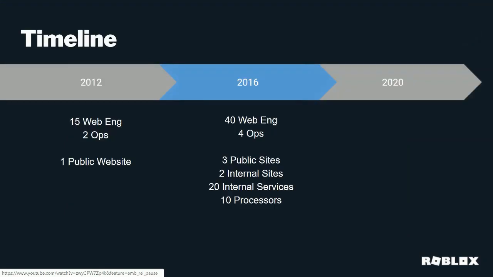So I drop in 2016, and we have a lot more people. We have 40 web engineers, and we've got 4 ops people, so we're getting there. But you'll notice this big change is the sites, right? We have multiple public sites. We're supporting the mobile app now. We've got internal sites because we have to have an admin site and manage stuff and customer service.